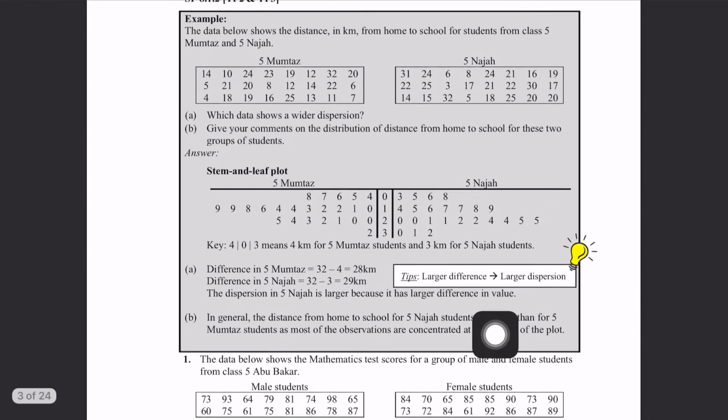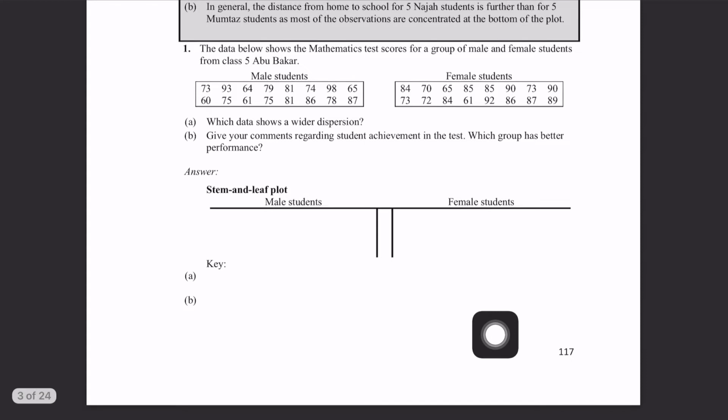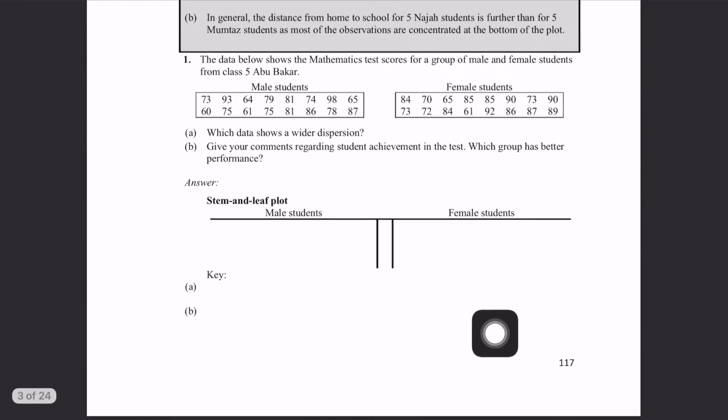Okay, so we proceed to number 1. The data below shows the mathematics test score for a group of male and female students from class 5 Abu Bakar. So we have male students and female students. So this is the marks. Which data shows a wider dispersion?